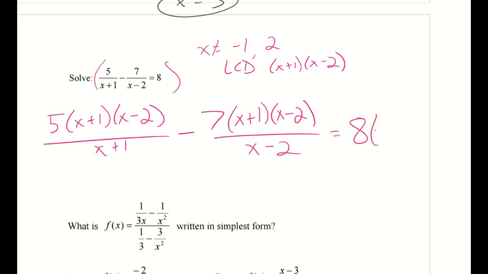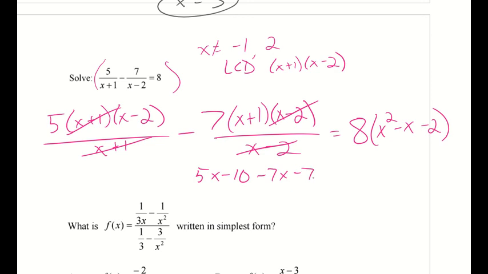so I'm just going to multiply this out in this step. So I'll have x squared minus x minus 2. So our x plus 1's will factor out. Our x minus 2's will factor out. Now, when we multiply this, so we'll have 5x minus 10. Watch your signs. We've got this negative sign. So it's -7 times x. -7 times 1.